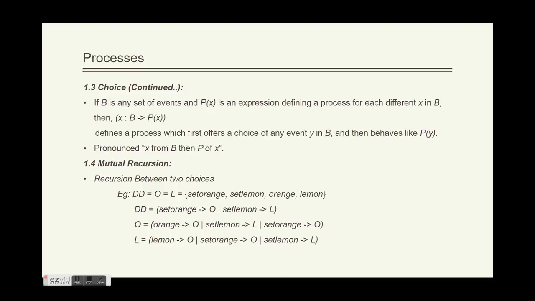So if B is any set of events and P of x is an expression defining a process for each different x in B, then x from B, then P of x defines a process which offers a choice of any event y in B and then behaves like P of y. So the denotation represented above should be pronounced as x from B, then P of x. Mutual recursion. Mutual recursion is nothing but recursion between two choices.